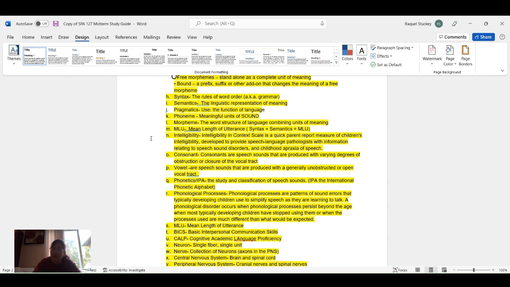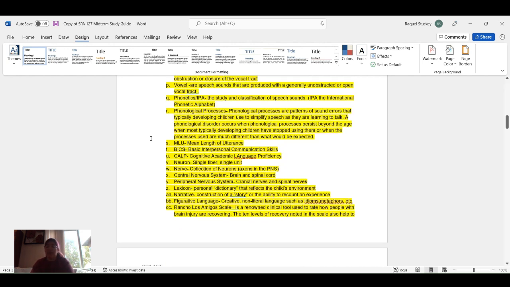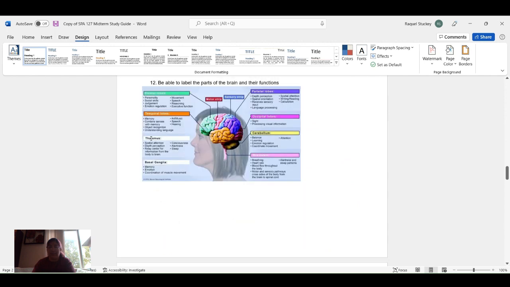What is BICS? BICS: basic interpersonal communication skills, 7 years and under. What is CALP? CALP: cognitive academic language proficiency, 7 years and above.